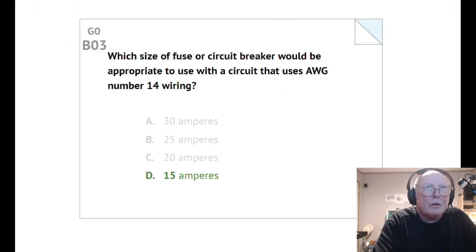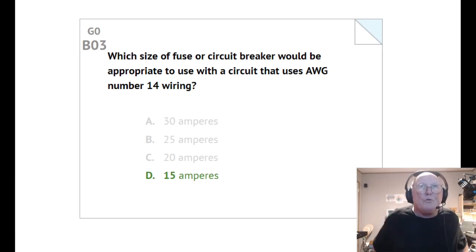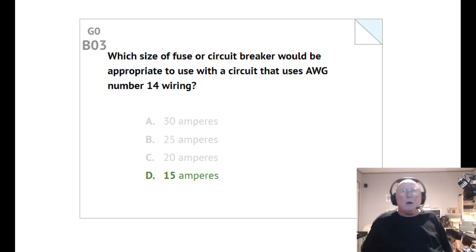Question 3 in the B section. Which size of fuse or circuit breaker would be appropriate to use in a circuit that uses American Wire Gauge number 14 wiring? Okay, it's a little smaller wire. So D, 15 amperes.